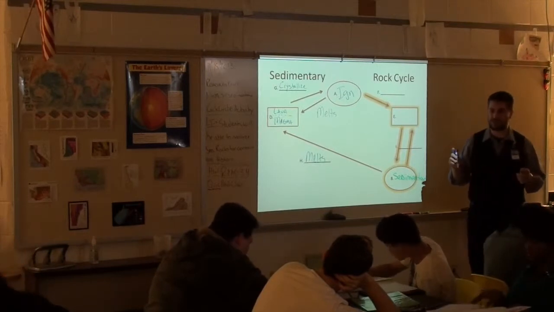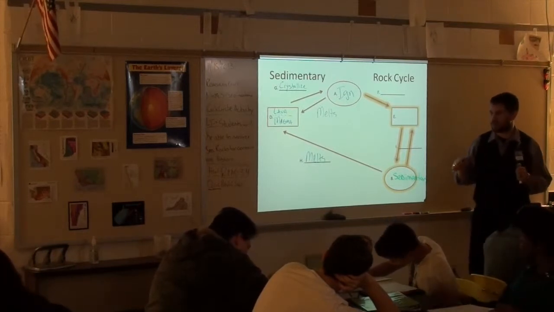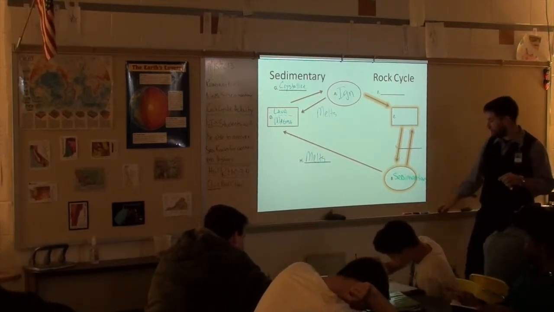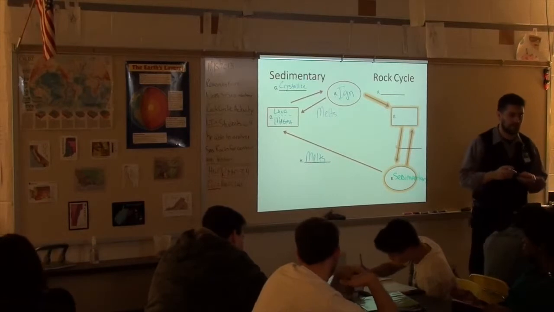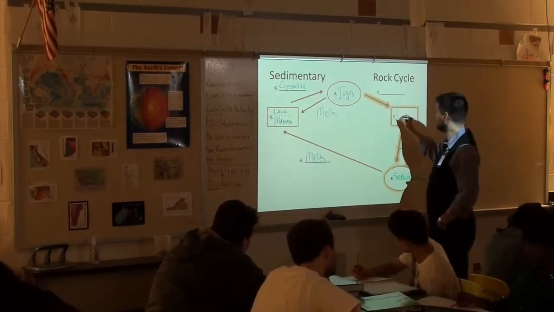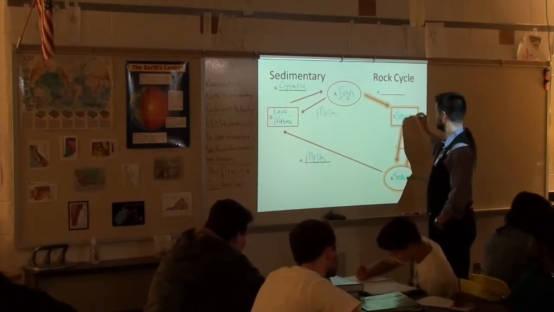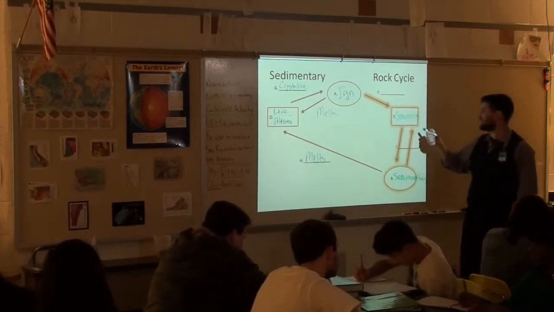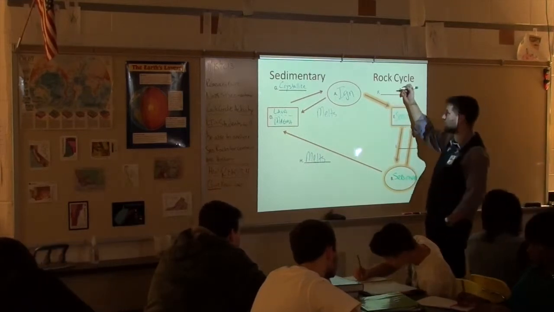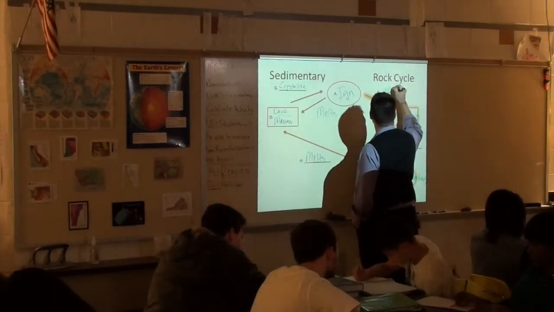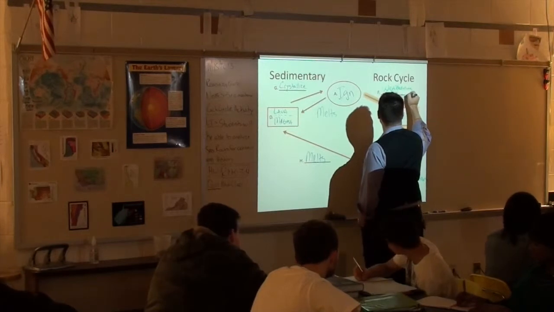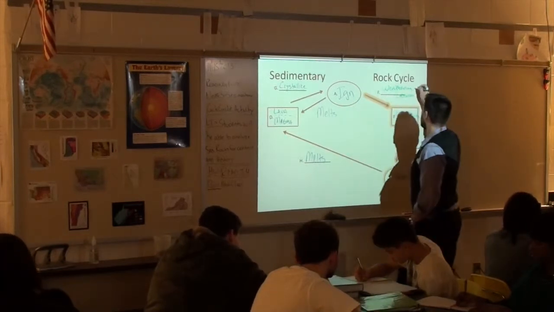What was the answer to question number one in the quiz? Weathering and erosion. Yeah, weathering and erosion. Any rock can go through the process of weathering and erosion to be turned into sediment. You guys remember the rock cycle game? Yeah, that's what I'm trying to remember. Okay, here we have sediments, sedimentary, and then we have this process of weathering and erosion. That's compaction. No. Weathering and erosion.